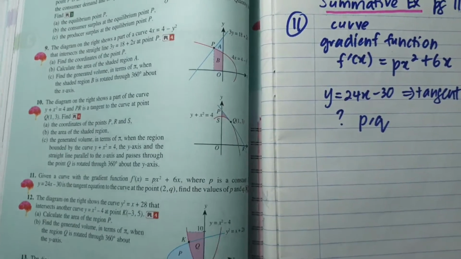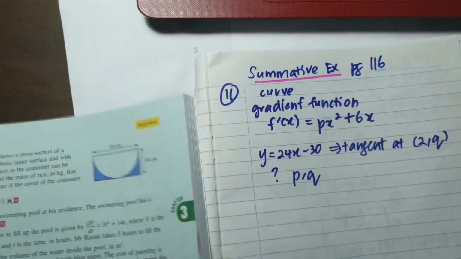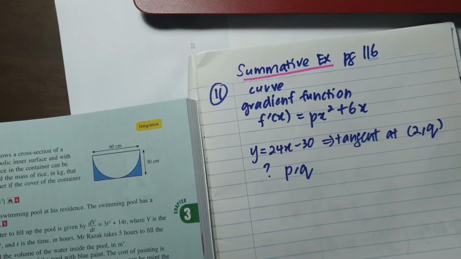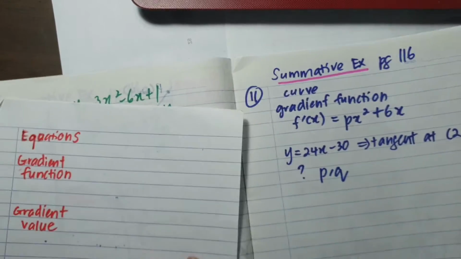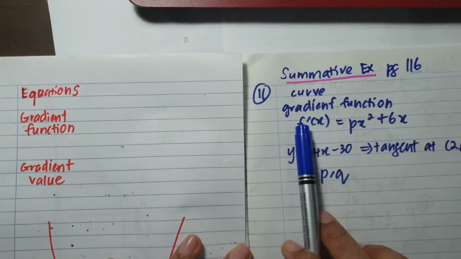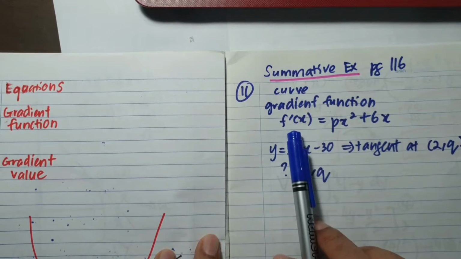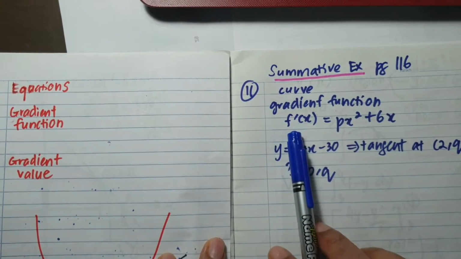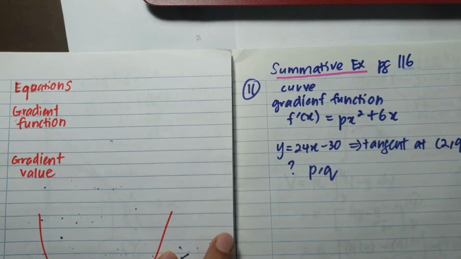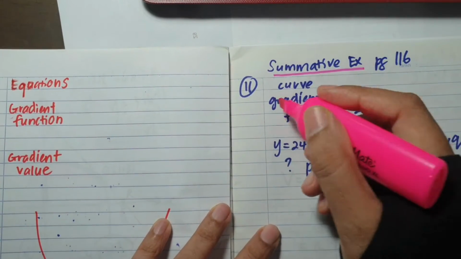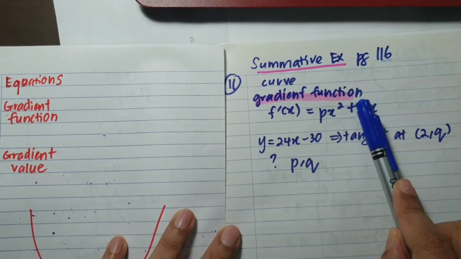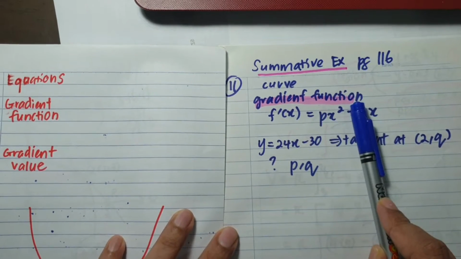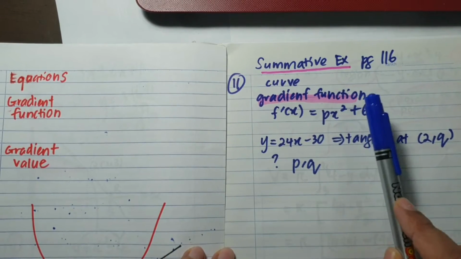First, kita boleh nampak keyword dekat sini, we have gradient function. What is the symbol for gradient function? In this case, we use the given f prime x to represent your gradient function. Gradient function of the curve. So you kena tahulah what is the usage. Apakah kegunaan gradient function of the curve? We use gradient function of the curve to find the gradient of the curve at the given point.